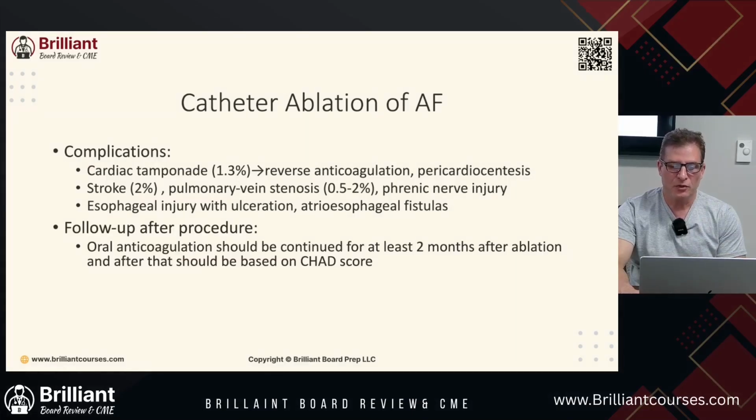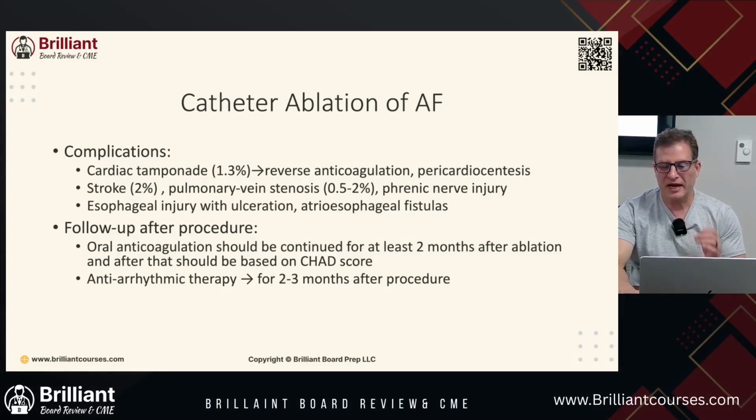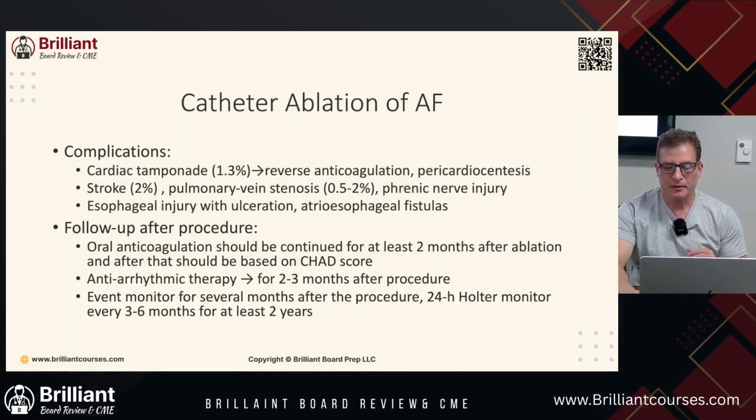Follow-up after the procedure: oral anticoagulation should be continued at least 2 months after ablation. Then after that, it should be based on their CHA2DS2-VASc score. Antiarrhythmic therapy for 2 to 3 months after the procedure. Event monitor for several months after the procedure, including a 24-hour Holter monitor every 2 to 3 months for at least 2 years. So it's not perfect, but the technology is getting better.